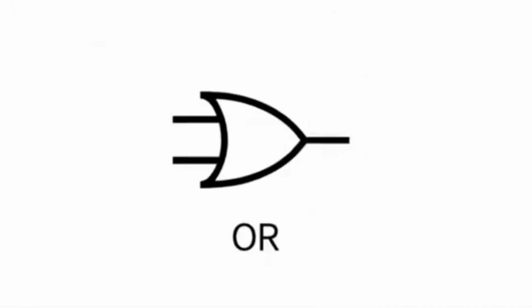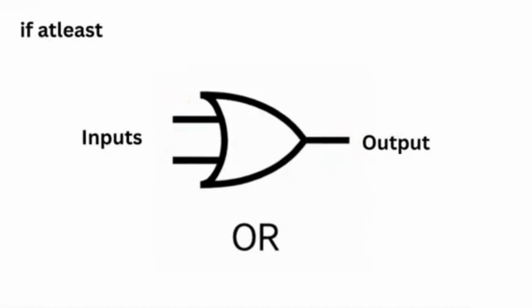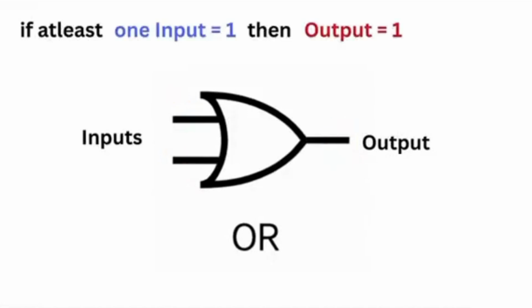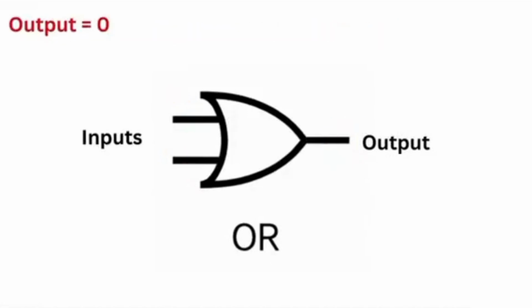Next, let us understand OR gate. OR gate also has 2 or more inputs and 1 output. In OR gate, if at least one input is 1, the output becomes 1. The output is 0 only when all inputs are 0.